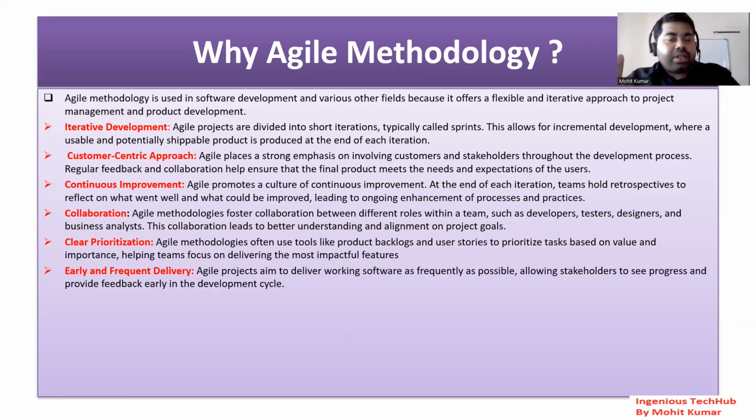Clear prioritization. Here we have clear prioritization. As per the priority we will work on that. Agile methodology often uses tools like the product backlog and user stories to prioritize tasks based on value and importance, helping the team focus on delivering the most impactful features.